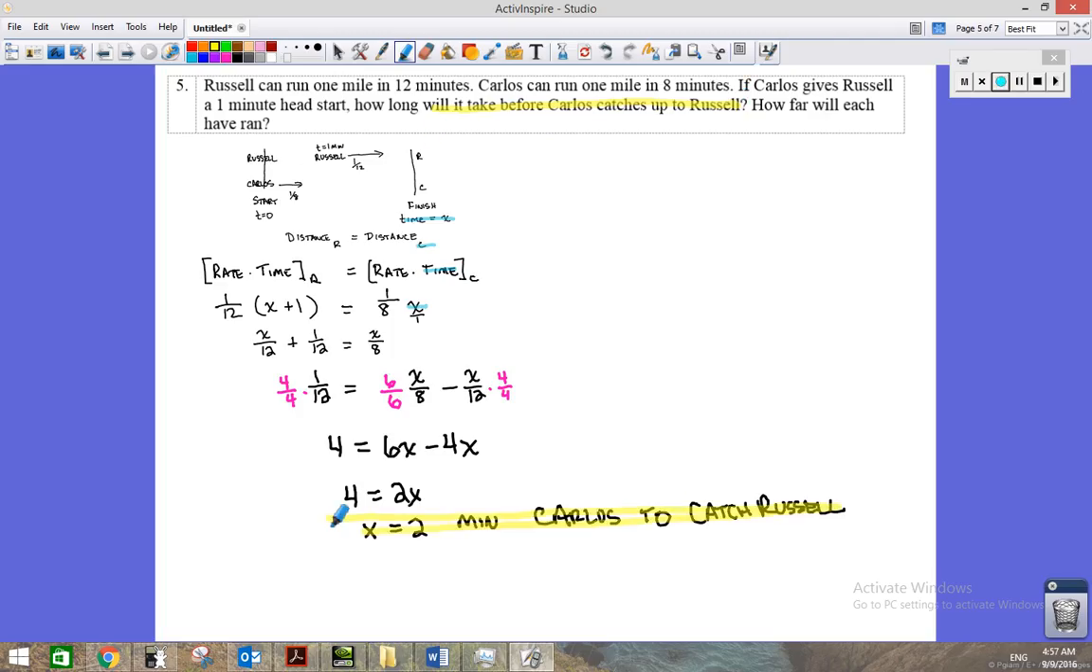Now there's a second question I just noticed. It asked, how far will each have run? Well, remember that each of them are running the same distance. We've got rate times time, rate times time. The distance that Russell ran is the same as the distance for Carlos. All I have to do is plug this 2 into either side of the equation. Let's just plug it into the right hand side. If we take 1/8 times 2, we get 1/4. So they each ran 1/4 of a mile.